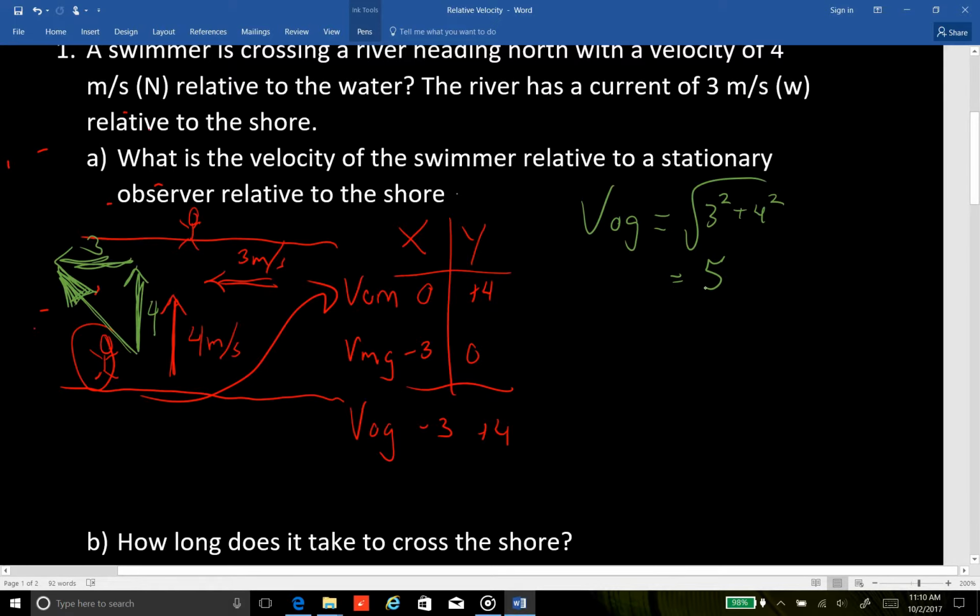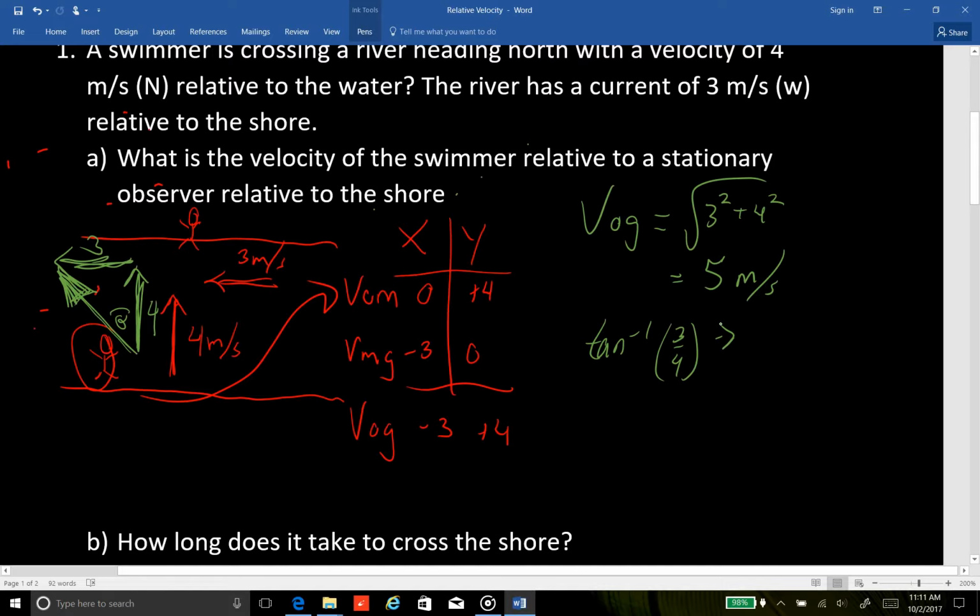Now, if you were on the shoreline, not moving, you would notice that this swimmer would be traveling at 5 meters per second. But because it's a velocity vector, we need a direction too. So how would you do direction? Considering that the 4 is the adjacent side and the 3 is the opposite side, how do you get direction, if you remember? You could use inverse of what? Yeah, inverse tan of opposite over adjacent, which is 3 over 4. What would that give you as a direction?